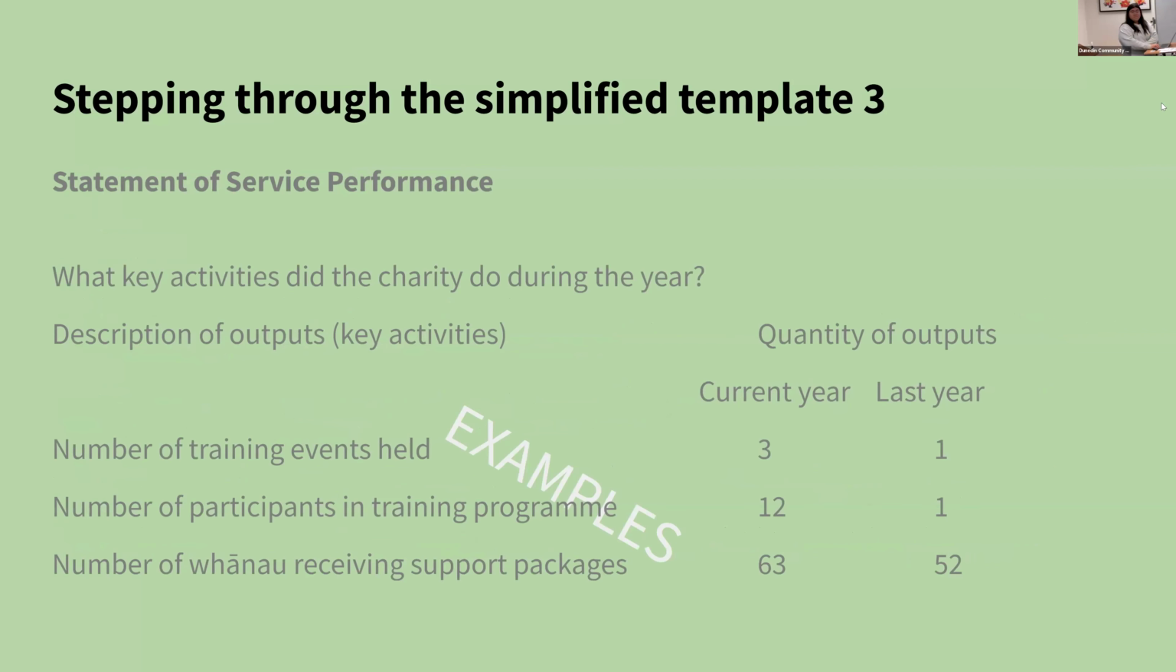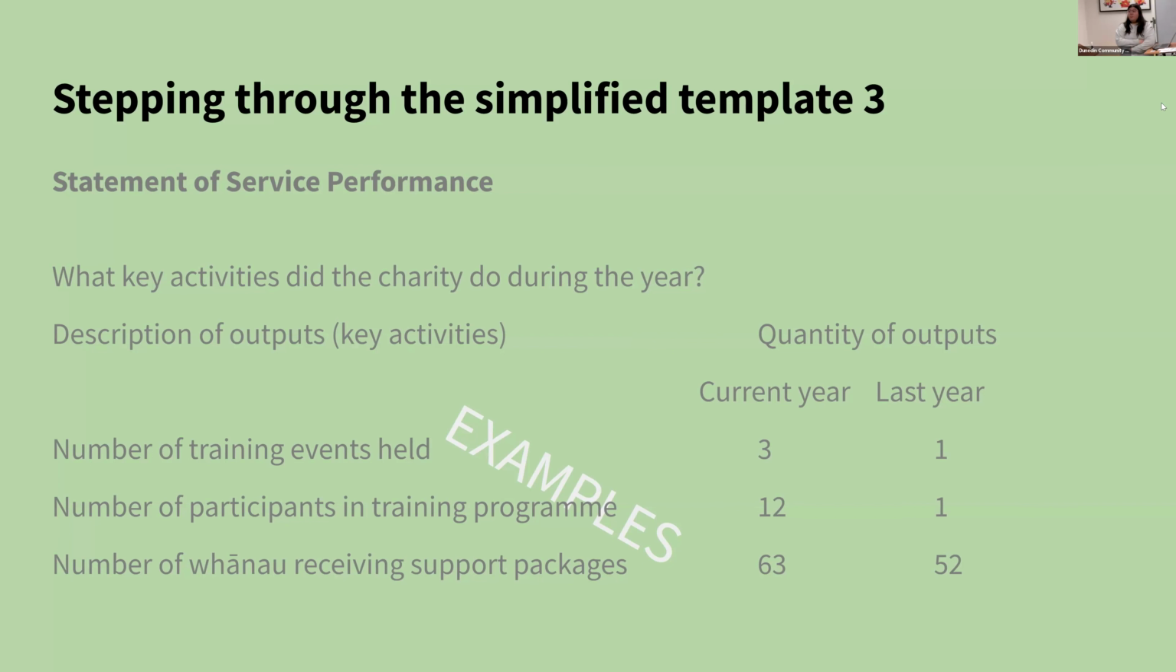And the next part of the form will be the statement of service performance. So this is really where it's your chance to let everyone know the great stuff that you do as an organization and how much of it. You would probably want to check your previous reports to make sure that you're being consistent, as previously mentioned, because you have to show the current year as well as your previous year's findings.